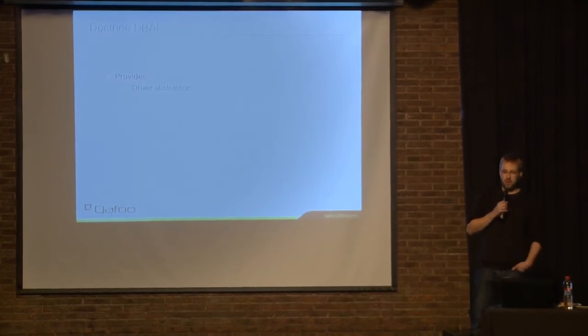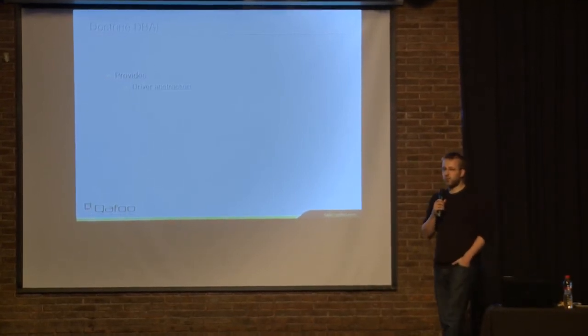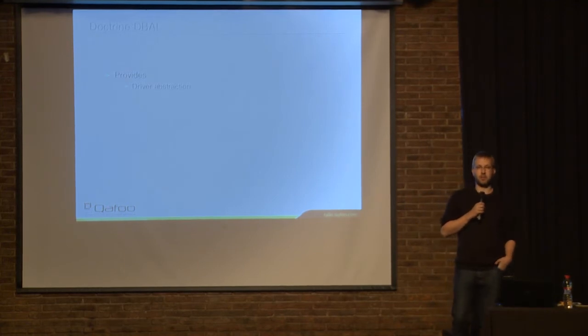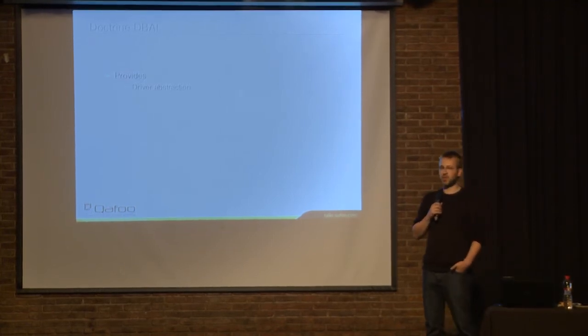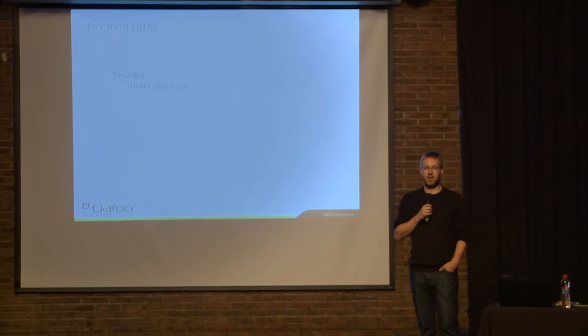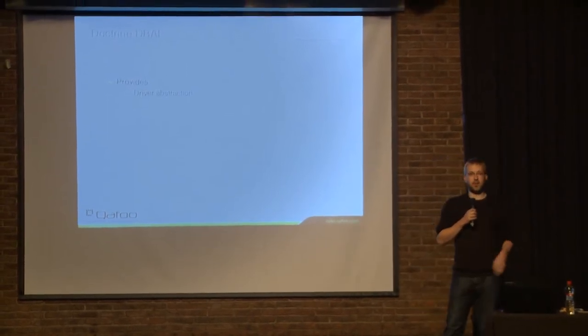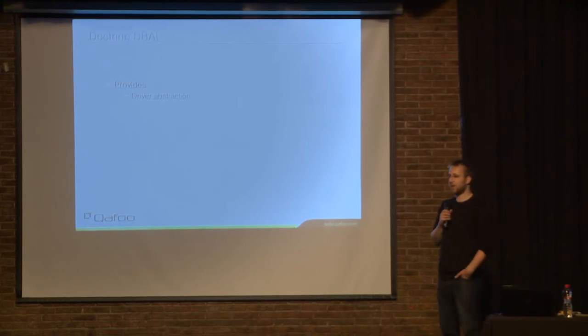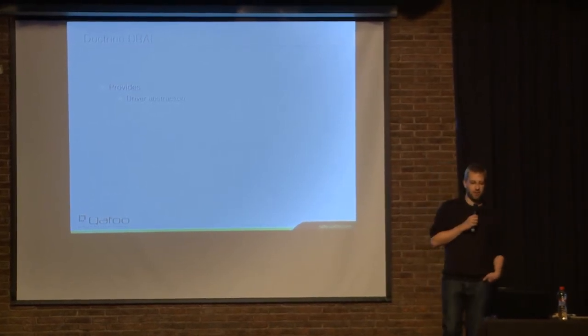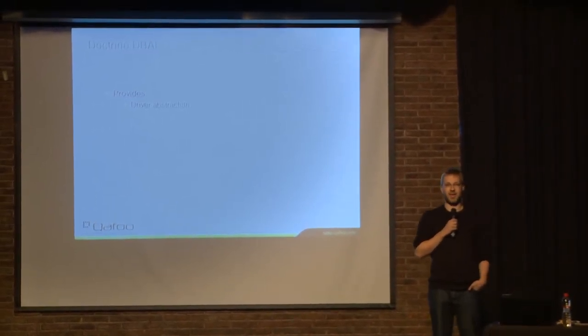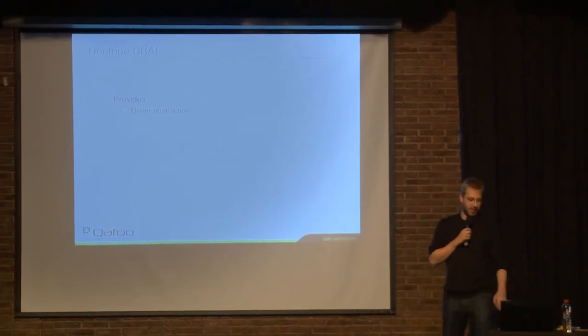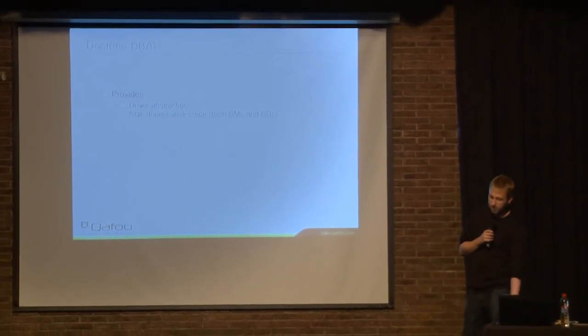I will start with an introduction to the database abstraction layer, because mostly what people know about the Doctrine project is the object relational mapper. This is the biggest library of the Doctrine project, but the database abstraction layer is actually very handy and useful in many applications, and you don't necessarily need the object relational mapper.